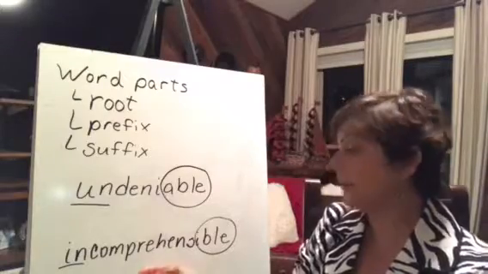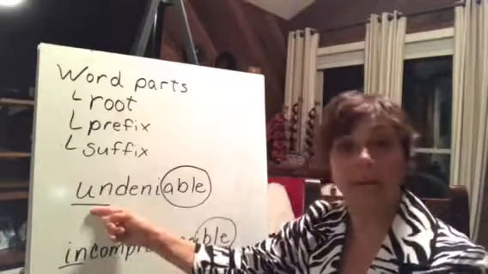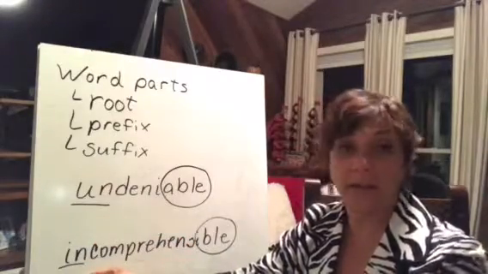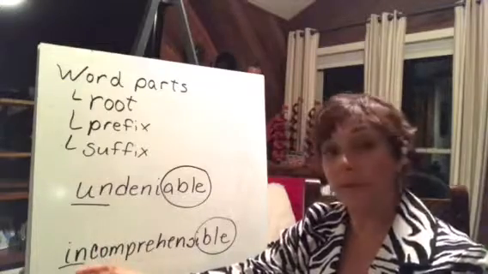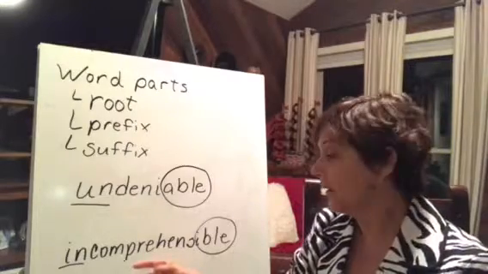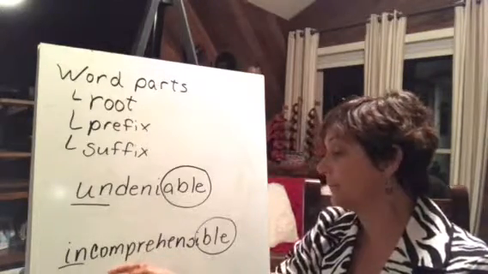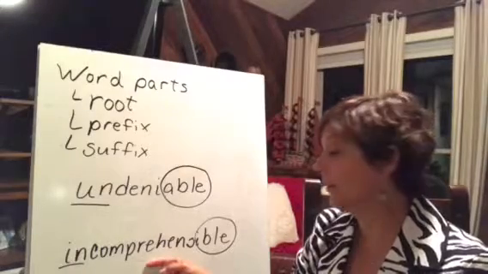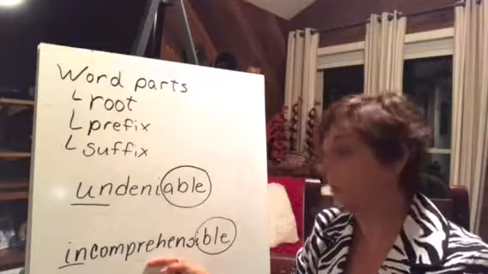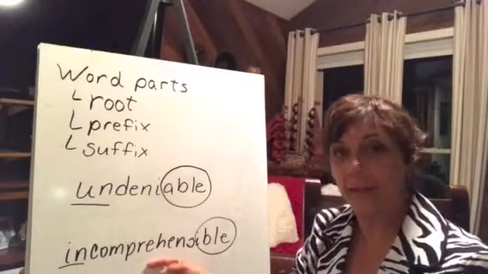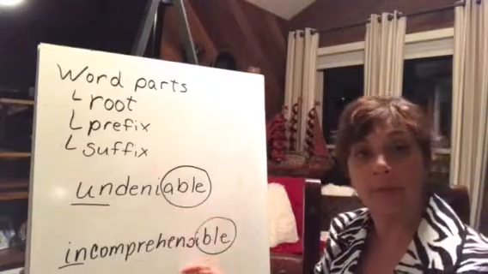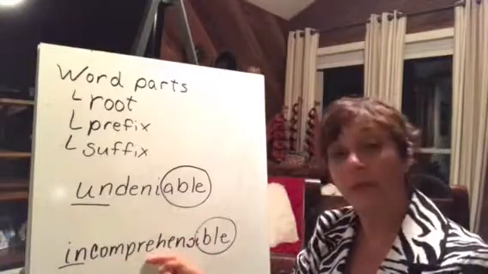And I have another example, because un isn't the only prefix that means not. In can mean not. It can also mean in, too. But in this case it means not, so not comprehensible. Comprehend is a root for comprehend or for understand, which is the same thing, a synonym. So ible is another form of able, so it's not able to comprehend.